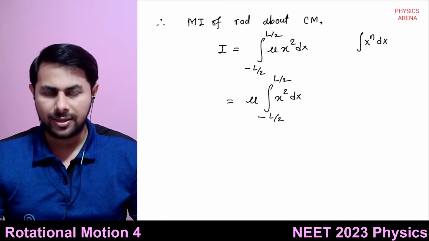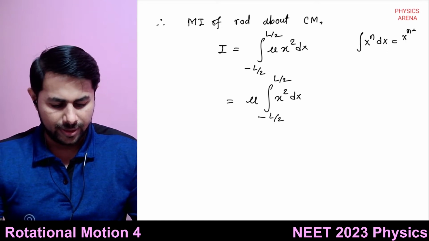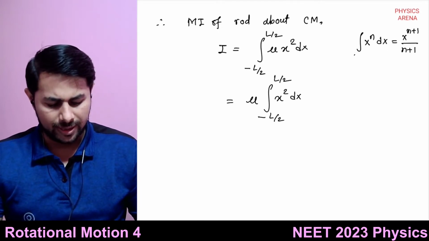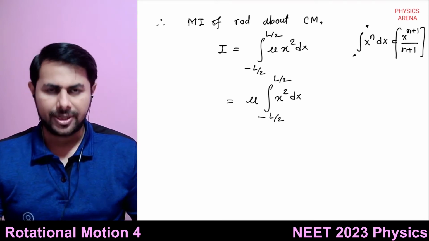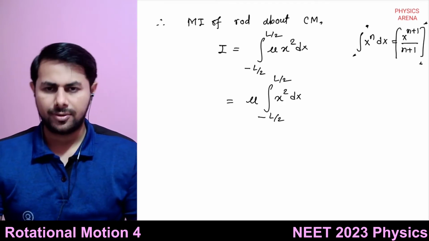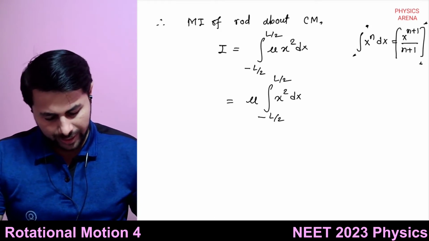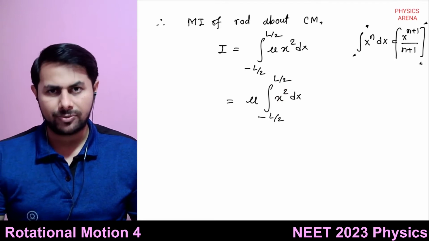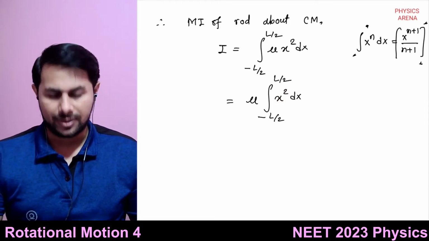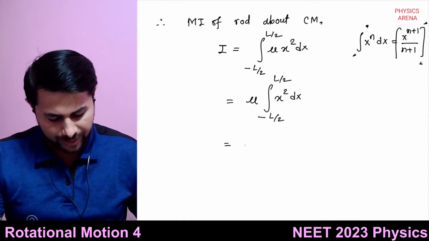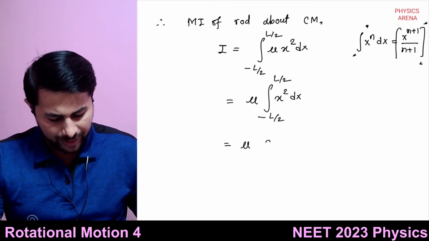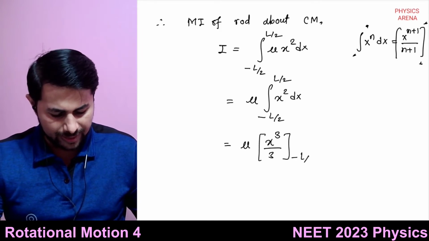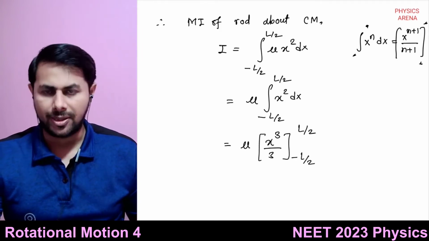Integral of x raised to n dx is x raised to n plus 1 divided by n plus 1, whatever the lower limit and upper limit are. Here we have x raised to 2. Its integral will be x raised to 2 plus 1 divided by 2 plus 1, that is x raised to 3 divided by 3. So we have mu multiplied by x raised to 3 upon 3. Lower limit is minus L by 2, upper limit is L by 2.